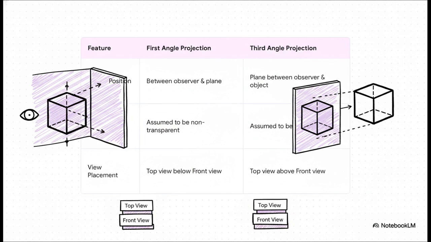You're projecting the image through the object onto the plane behind it. But with third angle, the plane is transparent and it's between you and the object. A lot of people find this way more intuitive. It's like you're just tracing the object's shape onto a window. That one little change in perspective is what flips the whole drawing layout.